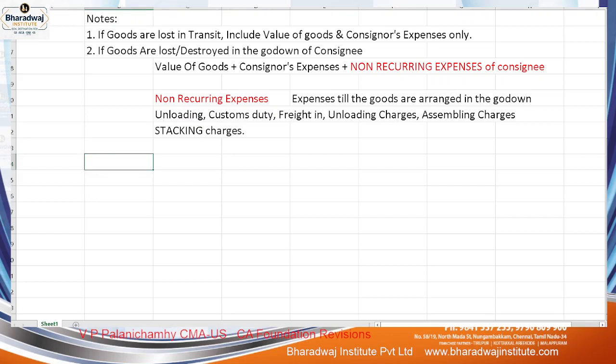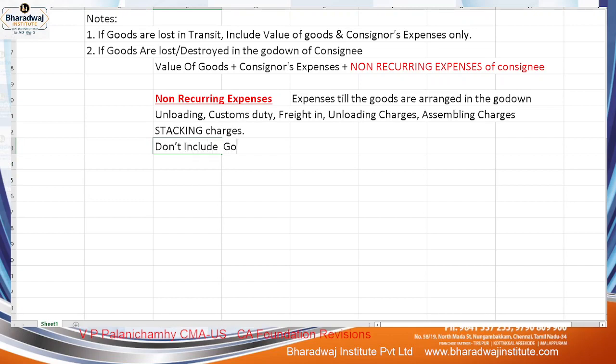Number 3. So, value of the goods, all consignors expenses, and non-recurring expenses of consignee will be included. What do you mean by non-recurring expenses? It is otherwise called non-selling expenses also. Textbooks sometimes, instead of non-recurring expenses, use the word what? Non-selling expenses. So simple.